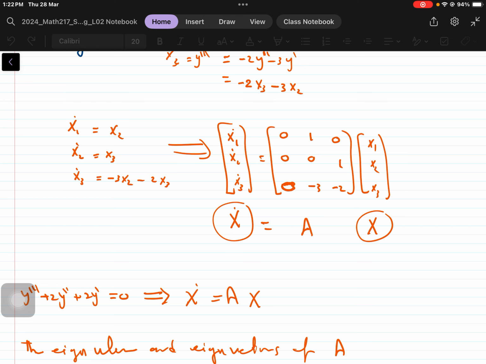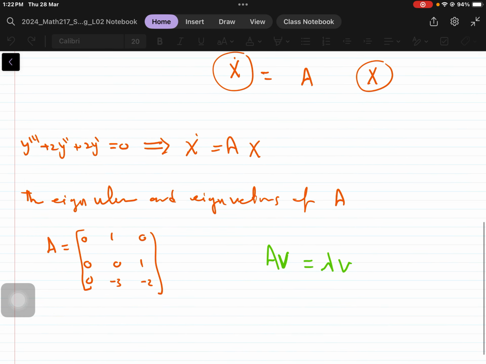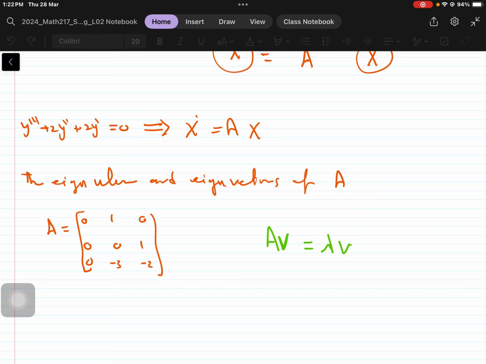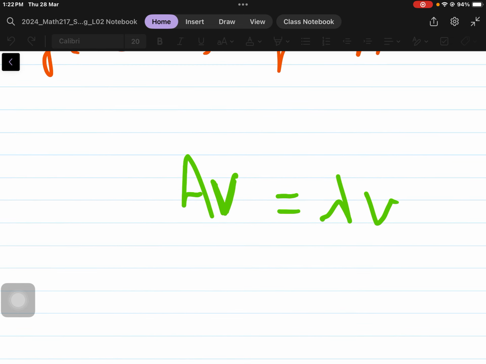So V is a group of vectors that when we operate A on V, it gives us the same V back, just multiplied by a constant. We call this constant an eigenvalue, and we call the vector an eigenvector.